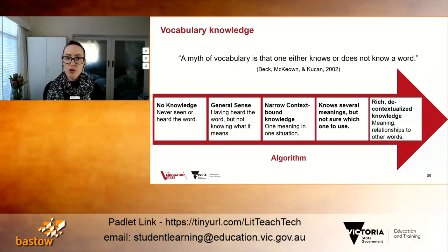So if you think about the word algorithm, where would you place yourself on this scale? Say no knowledge is one, all the way up to rich decontextualized knowledge is a five. Where would you place your knowledge of the meaning for the word algorithm? So thinking, never heard of it, or yeah, I've heard of it, I'm not exactly sure what it is, or I know several meanings, I'm just not exactly sure which one to use in the right context. So I sort of think sometimes it's like, you know a word, but not well enough to use it in a social setting. So sometimes if I'm learning a new word, I'll test it out on my husband, who is sometimes a better audience than other people. Sometimes he'll let me know, loud and clear, that I've used it in the wrong context. Or do you totally understand the word algorithm and feel very confident to use it in all different contexts?